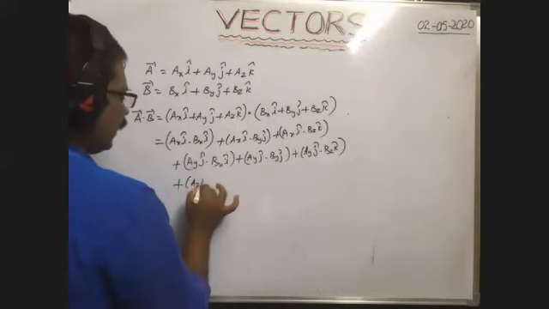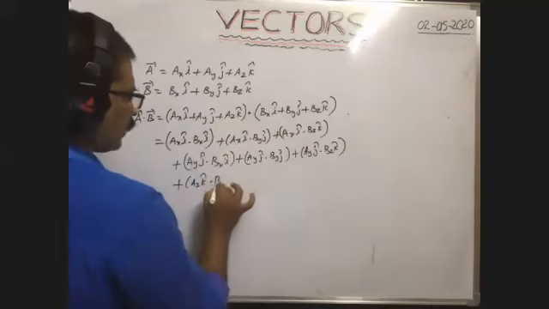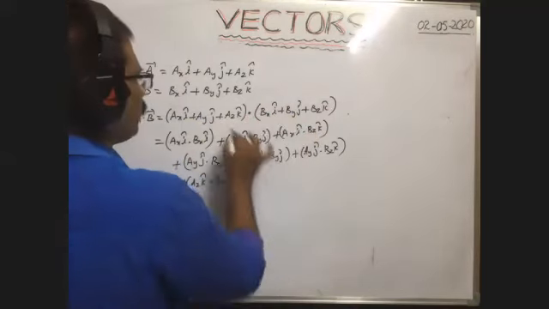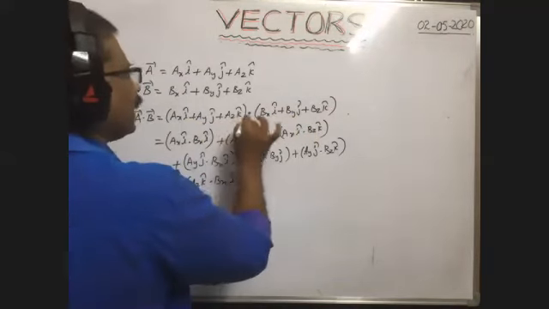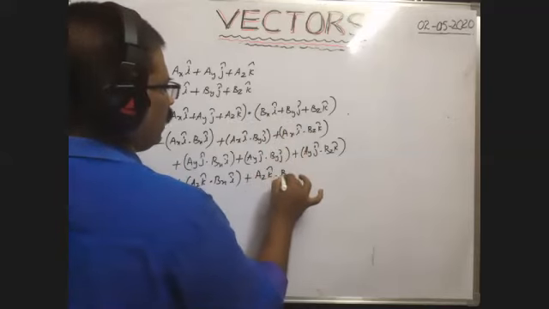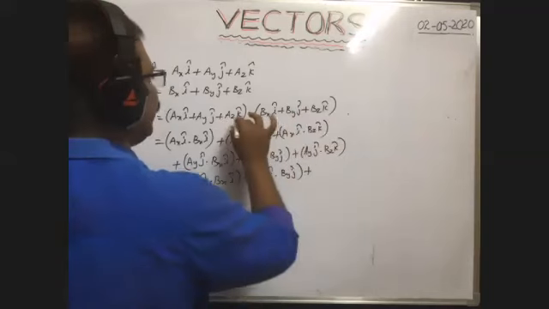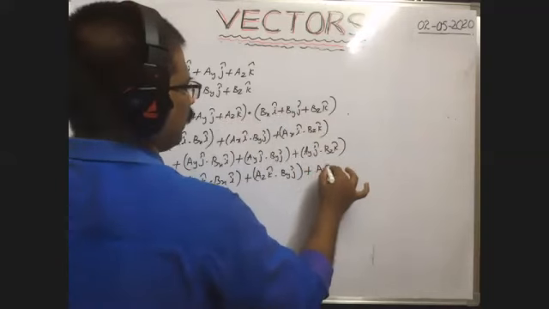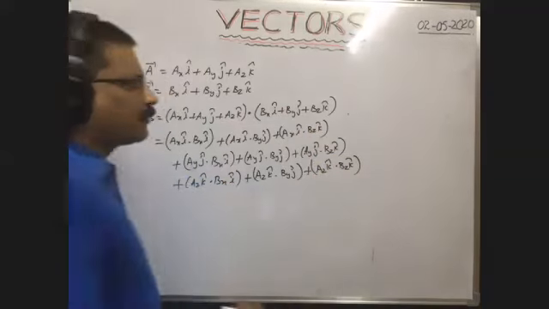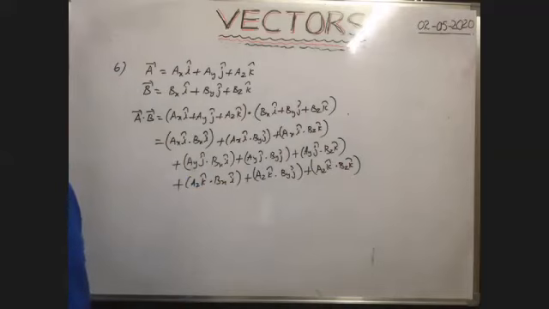az k cap dot bx I cap. Okay, plus az k cap dot by j cap. Plus az k cap dot bz k cap. Of course, after simplification you will get only 3 terms. Very simple.